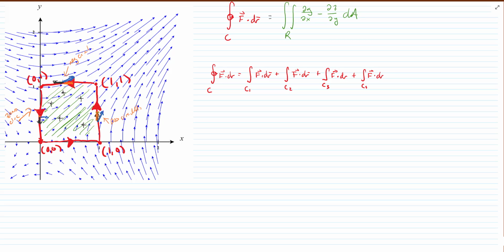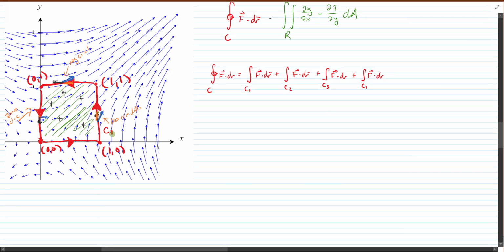Oh, I should label these. Let's label this one here as C1. This will be my C1 curve. This will be my C2 curve. This will be my C3 curve. This will be my C4 curve.